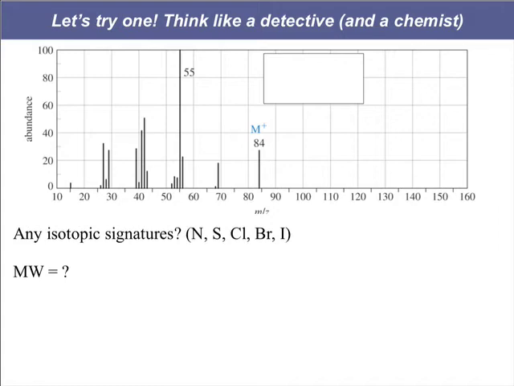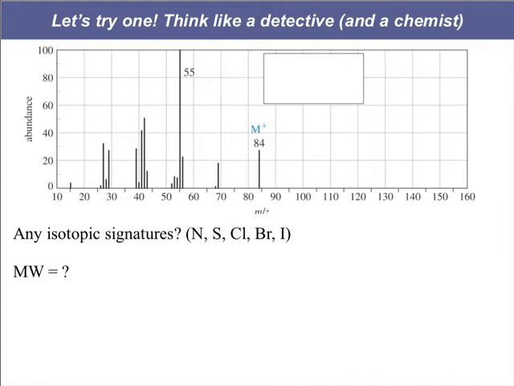And nitrogen would have an odd parent with even fragments. And in fact, here we have an even parent, 84, with odd fragments. You can see it's 55, 69, 43, and 29 and 27. So we don't have any isotopic signatures. So let's ignore oxygen for a moment. Let's assume that we just have carbons and hydrogens.